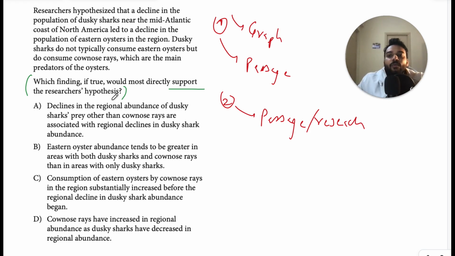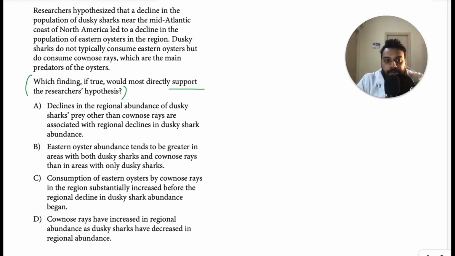Now what's the strategy for such questions? First of all, you look at this direction. If true, so we need to check that whichever finding we choose would be true. If that would be true, then only we'll proceed. So we're taking that as the fact. It would support, whether undermine or support, it will support the researcher's hypothesis. Okay, these 3 things are clear.